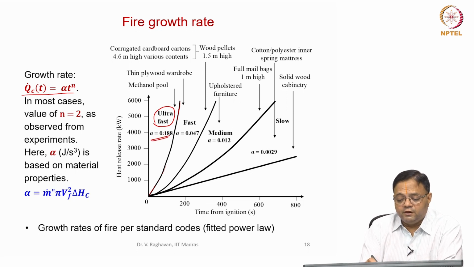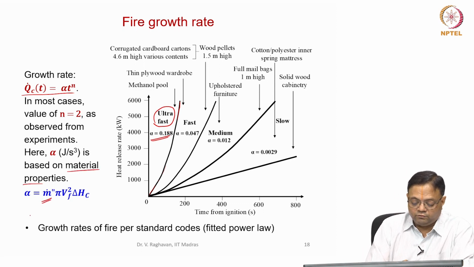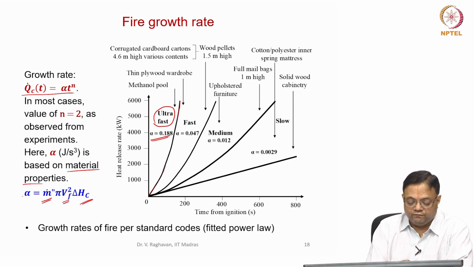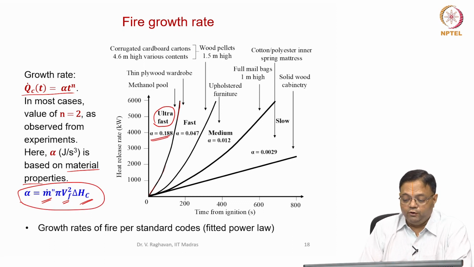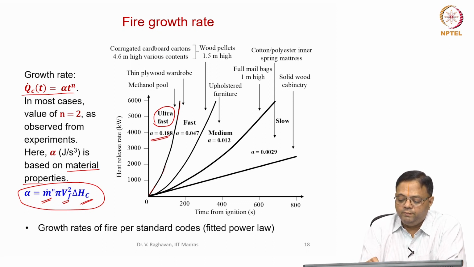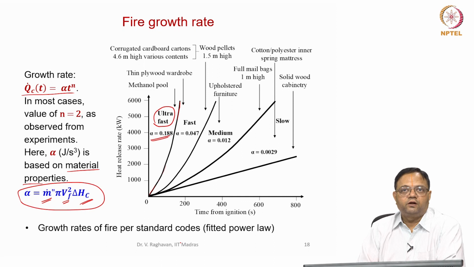Alpha basically is about 0.188. As I told you, this is based upon material properties. We have already seen this. Mass loss rate, flux, flame spread rate, delta H, everything contributes to this alpha. Once the fuel is known, I know the alpha value. Approximately for these cases, the alpha value will be around 0.2. Now, the heat release rate with time is very rapid. So, I say ultra fast.